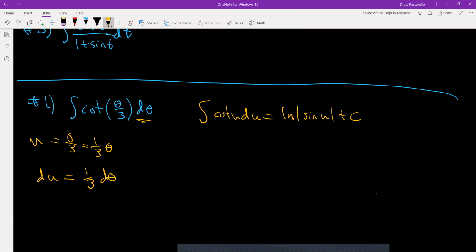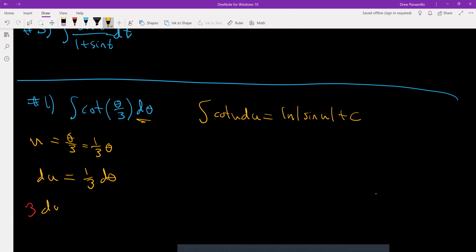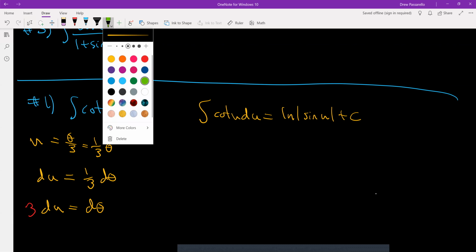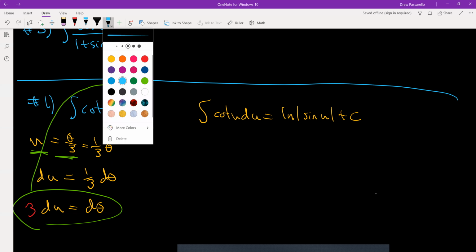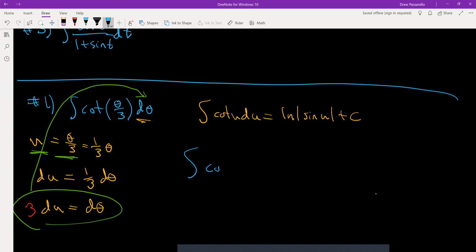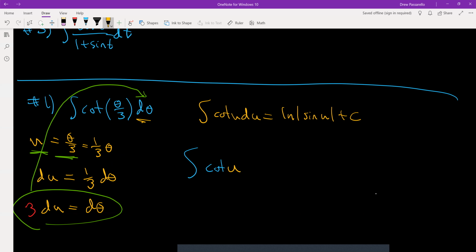Now here I have just d theta, so I have to get rid of the 1/3. So multiply both sides by 3, so 3 du is equal to d theta. All right, so that's what I plug in here. And then I have u is theta over 3, so I can make the substitution. It'll be cotangent of u, and then d theta is 3 du.